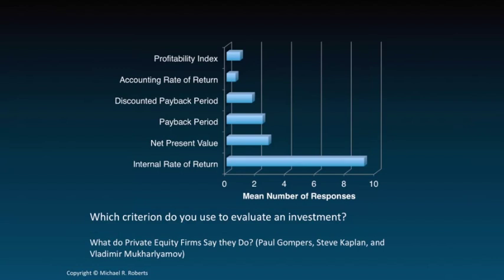And finally, there's a recent survey by Paul Gompers, Steve Kaplan, and Vladimir Mukharlyamov. I hope I'm not butchering that name too poorly. But they have a really interesting survey of private equity firms, in which they investigate, among many things, which criterion PE investors use to evaluate an investment. And what's interesting here is the vast majority rely on internal rate of return by a wide margin over any other criterion. Okay.